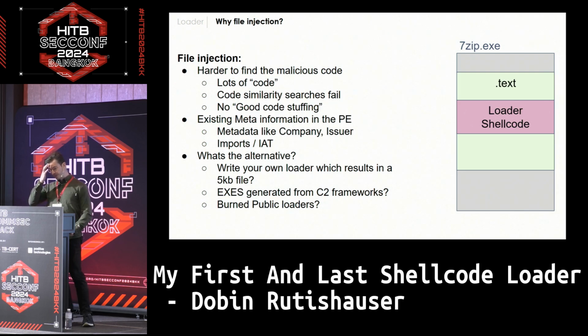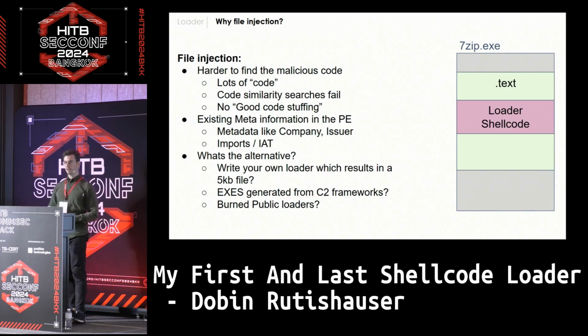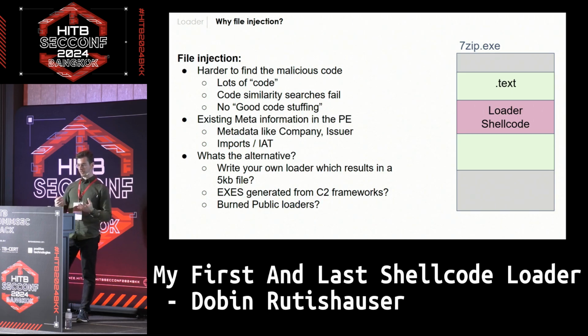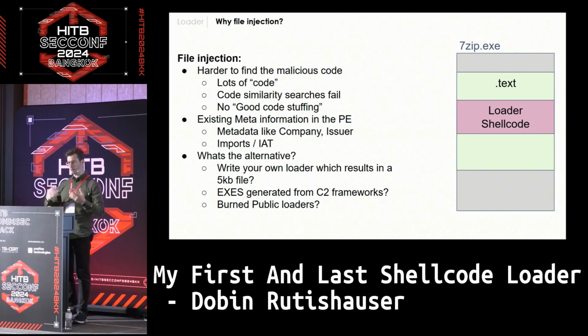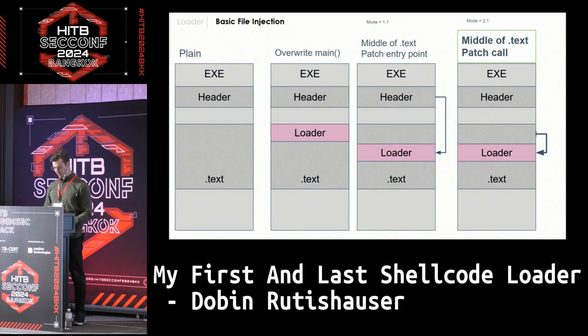For both of these reasons, I was thinking about injecting my shellcode into an existing executable. That's like an umbrella. We already have a lot of good code, so we don't need to do code stuffing. We have meta information, like the company issue. We have the import table already. And it's just nice. I mean, what are the alternatives? Use the executable generated by the C2, or write your own loader, which is then 5 kilobytes big and just consists of malicious code. So I think this is a good idea.